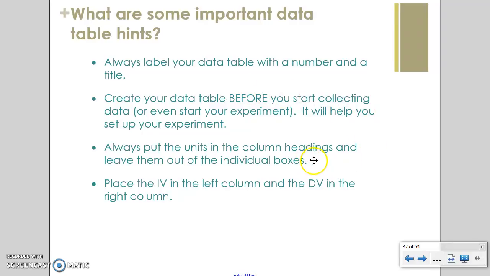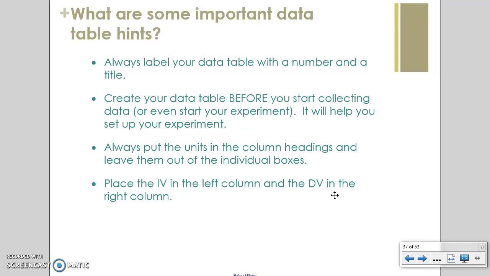Again, making sure that we're keeping it nice and clean by putting our units within our headings, not in the individual boxes. And then to keep it in the same format, our independent variable to the left and our dependent variable off to the right.